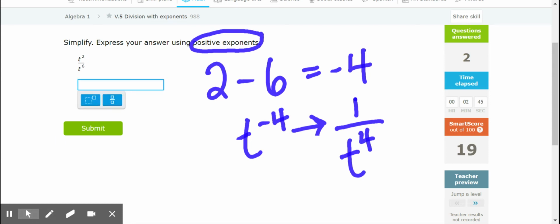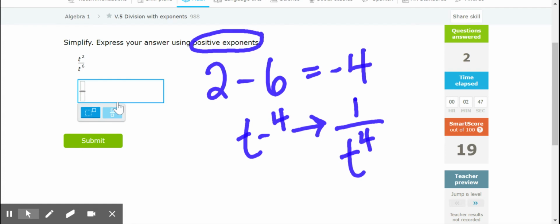So I'm going to click my fraction. I'm going to put a 1 on top. And then on the bottom, I'm going to put T to the 4th.